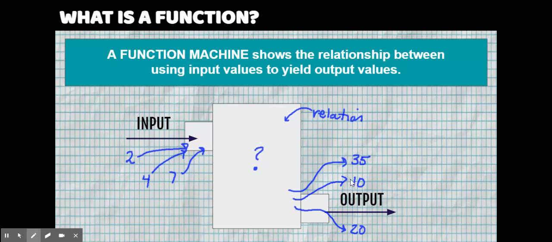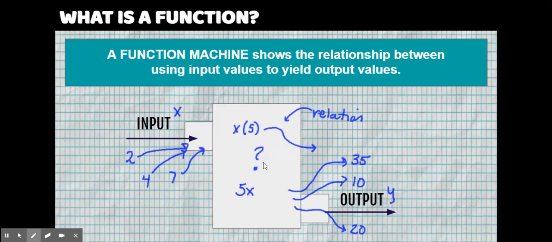So does anybody know what that relationship is inside? Hopefully you do, and that is multiplication by 5. So we take that input value, which is known as x, and we multiply by 5 to get our output value. So normally it doesn't look like this. Hopefully you know proper format would be 5x. So 5x. So our input is our x values, and our output, what letter do you think that would be?